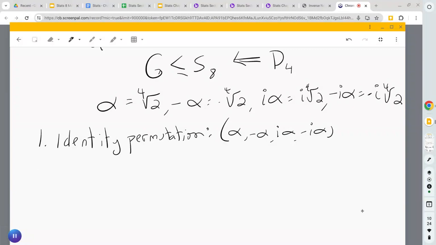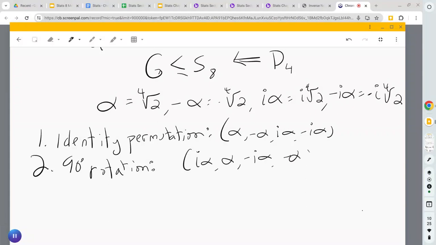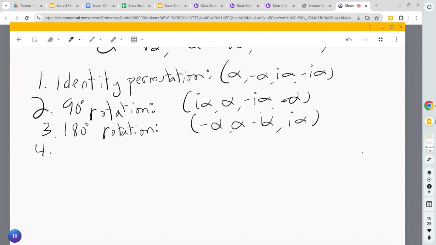The 90 degree rotation clockwise would give us the following: i times alpha and alpha, negative i times alpha, and negative alpha. I could do a 180 degree rotation, producing the following permutation: negative alpha and alpha, negative i times alpha, and i times alpha. We have to have all 4 of them covered. We're going to get all possible combinations here.